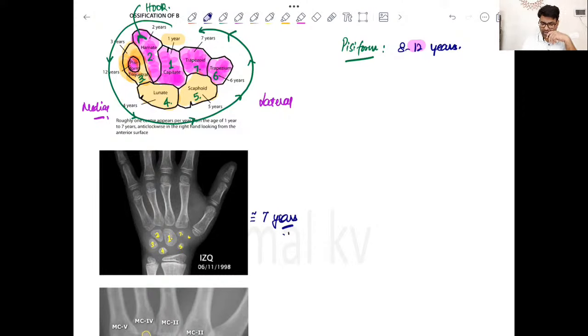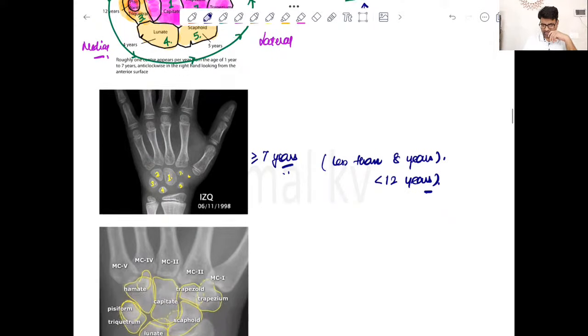So it is 7 years and beyond. Okay, so 7 years and beyond, but of course less than 8 years, or if not 8 years then 12 years, because that is the time period for ossification of the pisiform, right? So this is how you can apply the concept.